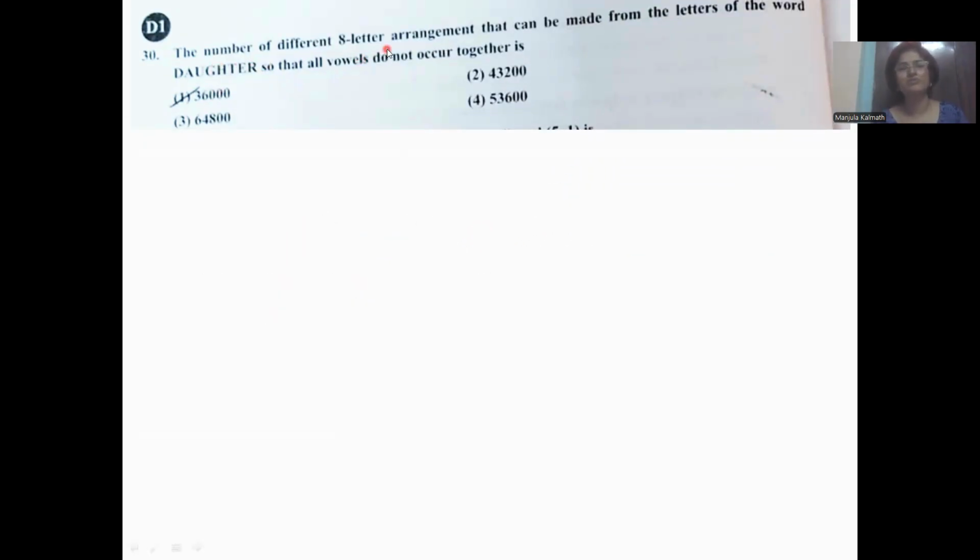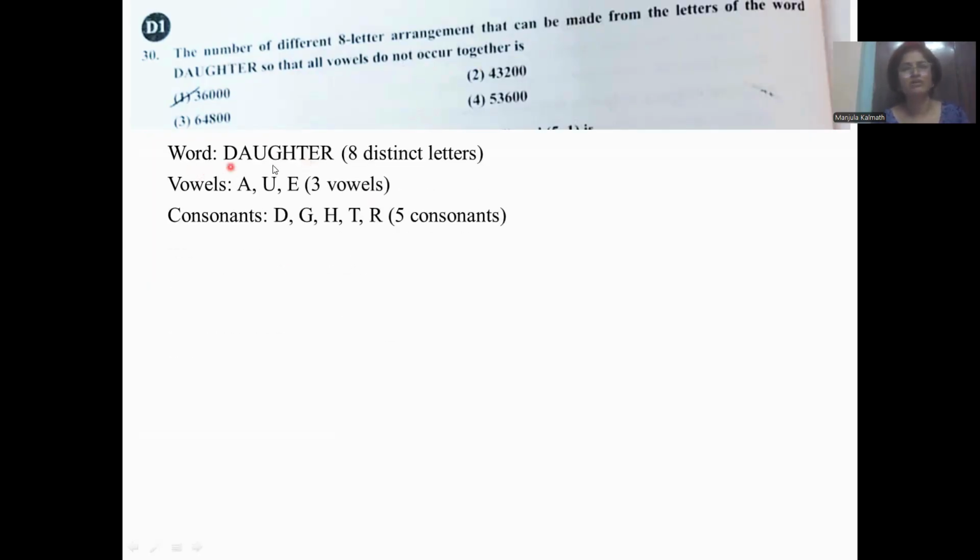The number of different 8-letter arrangements that can be made from the letters of the word DAUGHTER so that all vowels do not occur together is. So here given the word daughter, 8 distinct letters, vowels A, U, E, 3 vowels are there. Consonants D, G, H, T, R, 5 consonants.